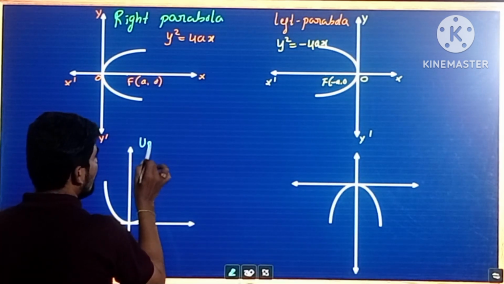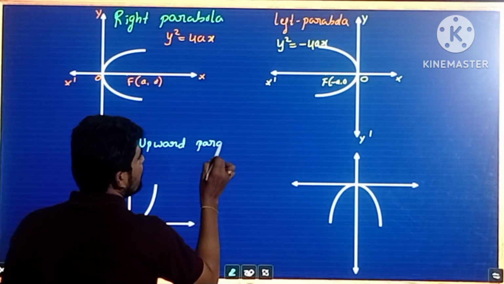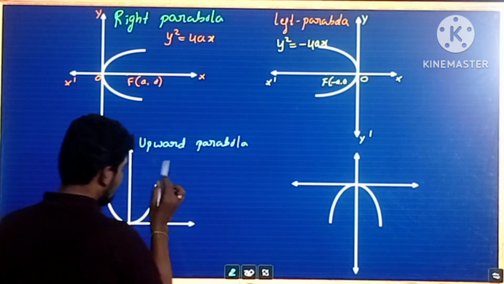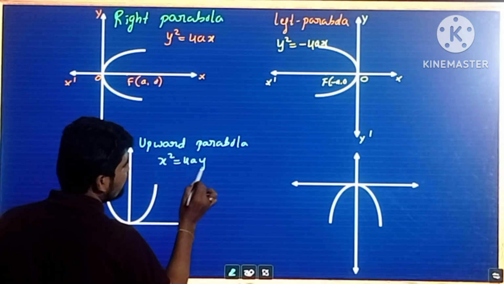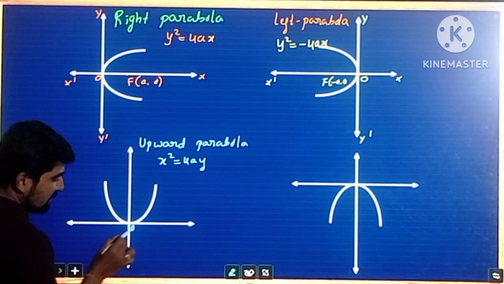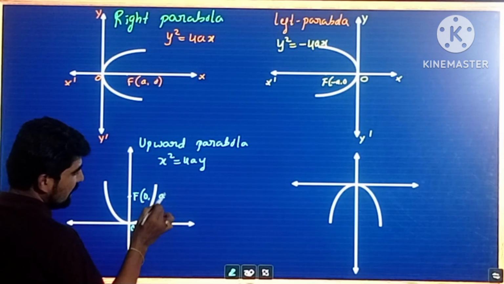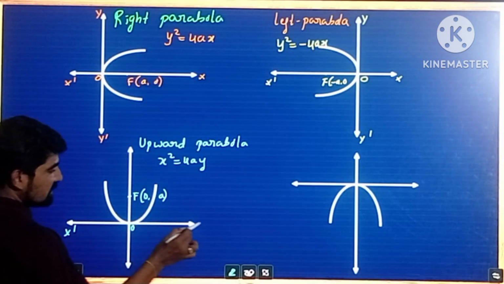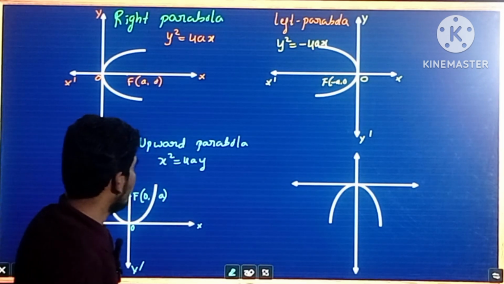Third one is an upward parabola, and its equation is x square is equal to 4ay, where origin is the vertex of the parabola and coordinates of the focus is 0 comma a. This one is the x-axis and y-axis. I hope all of you are understanding.